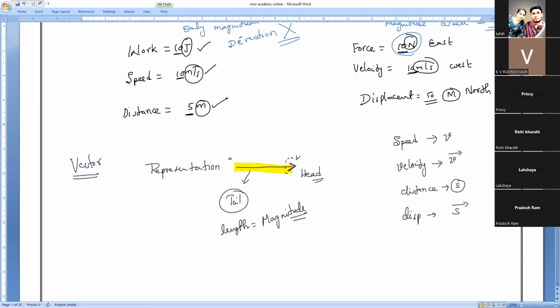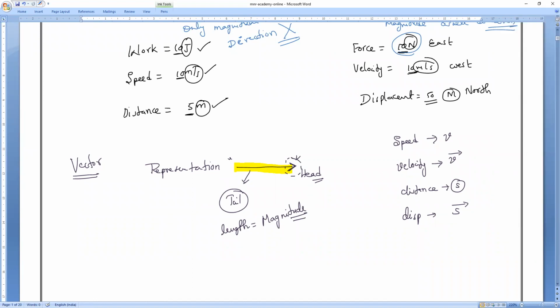And this arrow, all of you remember, this arrow is always representing what? Everybody? Direction. It will represent the direction. That is what you have to remember. Whenever we are representing a vector, the tail of the vector gives you the magnitude, and the arrow represents the direction. Is it okay, everybody?